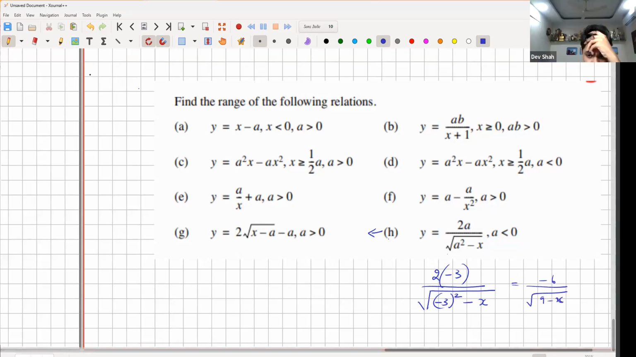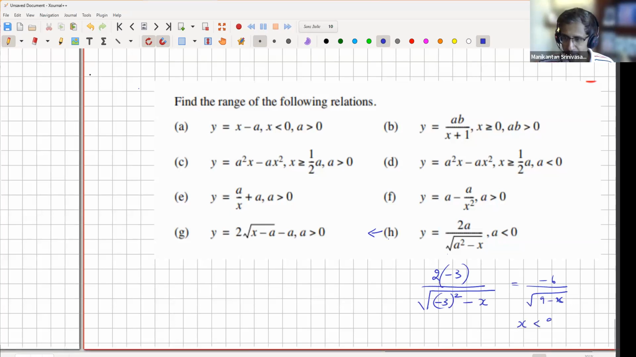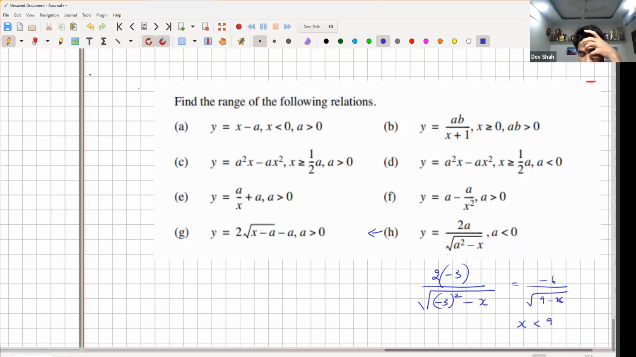So the domain for this would be as long as x is less than 9. In fact, as long as x is less than or equal to 9, we can do the root. But if x equals 9, then we can do the root, but we get a 0 in the denominator. We don't want that, right? Therefore, x less than 9 will solve the problem of the root as well as the denominator. So we just translate it in terms of x is less than a square.